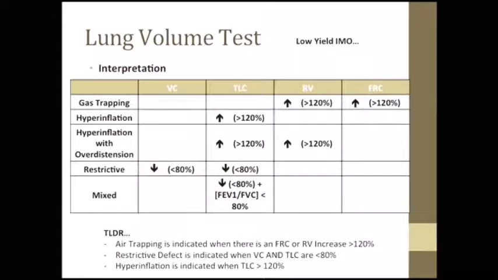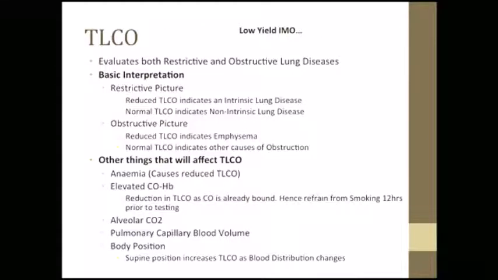Restrictive picture, you might think of it as if you're wearing a belt over your lung, over your chest, and basically your lung is just compressed and becomes very small. So your VC and TLC are both decreased. TLCO, not really that important too. Basically, it describes to you any diffusion problems in your lung.